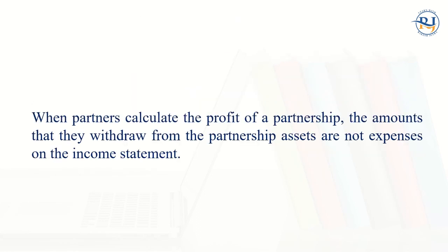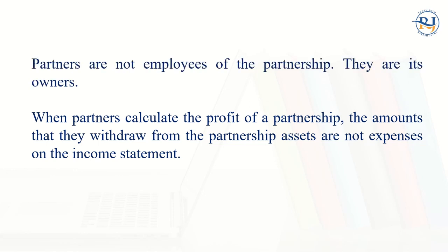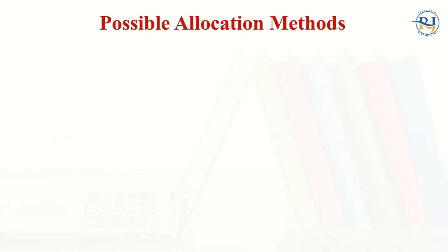Now look at this. When partners calculate the profit of the partnership, the amounts they withdraw from the partnership assets are not an expense on the income statement. So what is the meaning of this? It means when the partners calculate the profit for the partnership, the amount they have withdrawn from the partnership, like for going out or going somewhere, is not going to be calculated. That is not an expenditure of the company. So partners are not employees of the partnership firm, they are its owners. So what are the possible allocation methods?